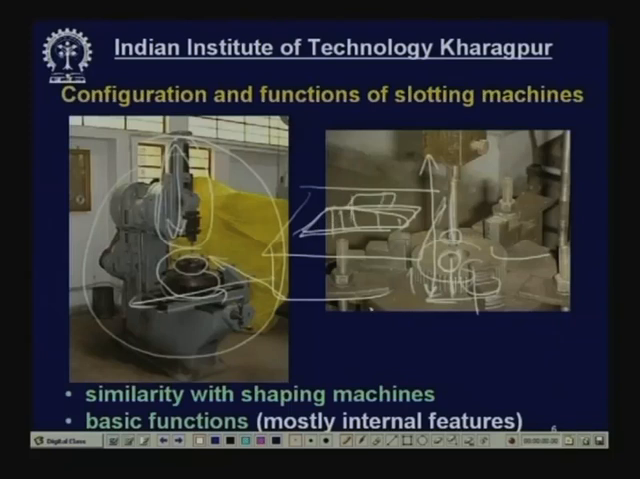All these internal features are done in the slotting machine, because internal features like internal flat surface, pocketing, grooving and keyway cutting cannot be done in a shaping machine. So, this is the basic form. Besides that, some other functions are also there. The slotting machine can be applied for a few more works, but it is not that versatile, that is to be remembered. It is neither productive nor accurate nor versatile.